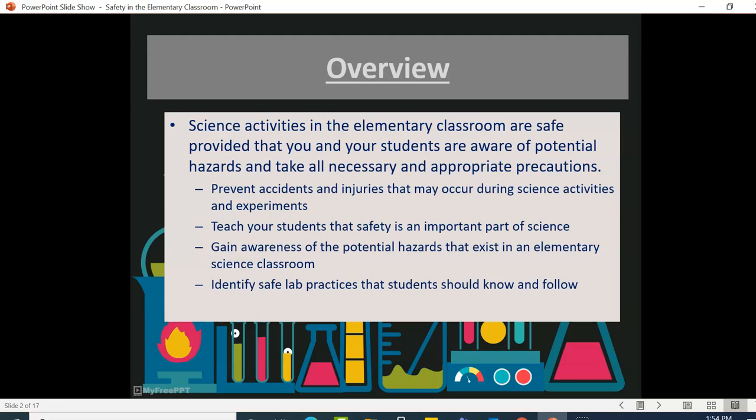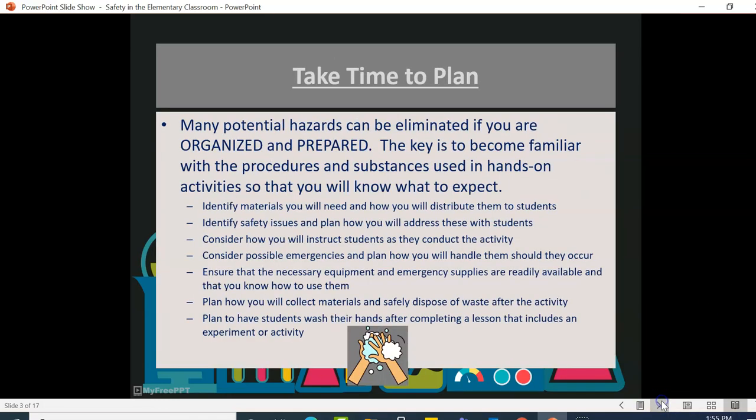The purpose of this information is to help you achieve the following: prevent accidents and injuries that occur in the classroom. Teach your students that safety is an important part of science. Gain awareness of the potential hazards and dangerous situations that exist in an elementary science classroom. And identify safe lab practices that students should know and follow.